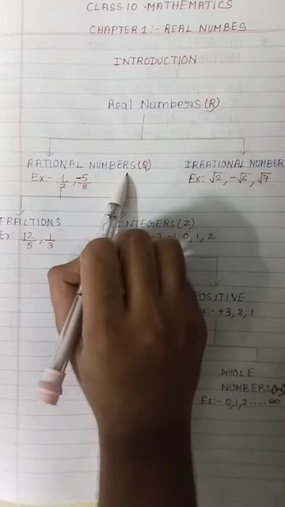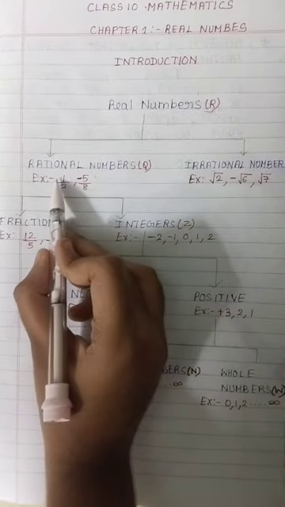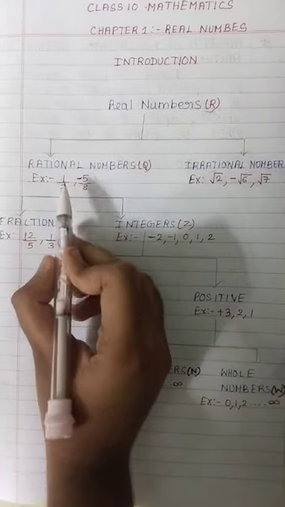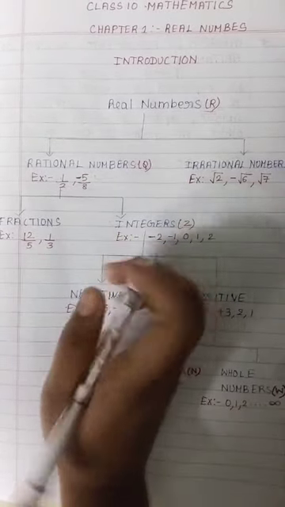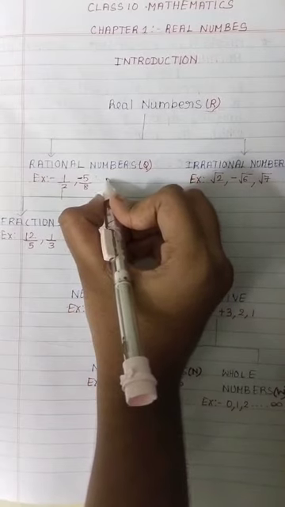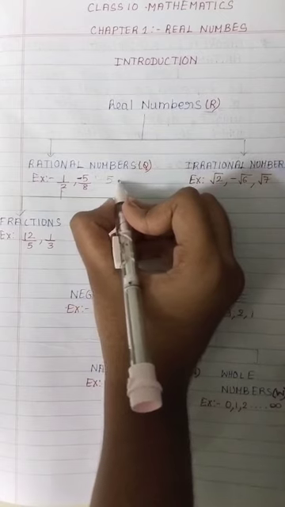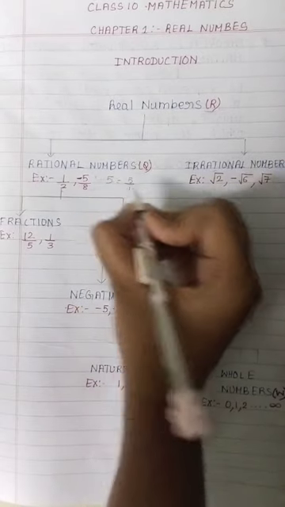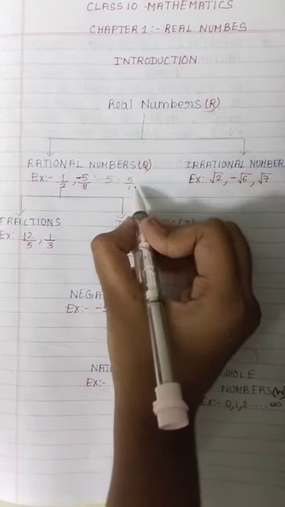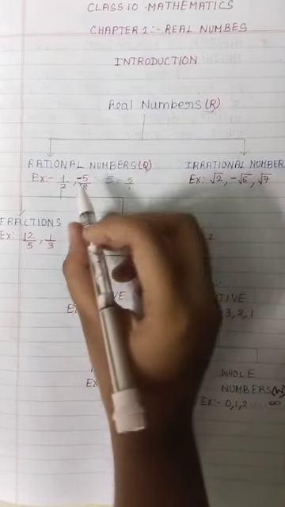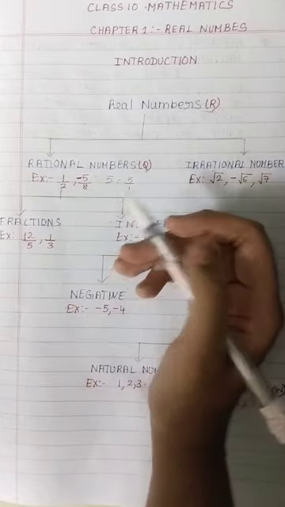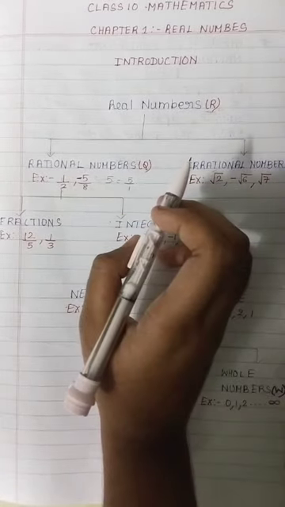So what do we mean by a rational number? A rational number has both a numerator and a denominator, or it can be an ordinary number also. For example, if I take the number 5, it is also a rational number, so its form will be 5 by 1, where the denominator must not be equal to 0. A rational number can be either positive or negative.